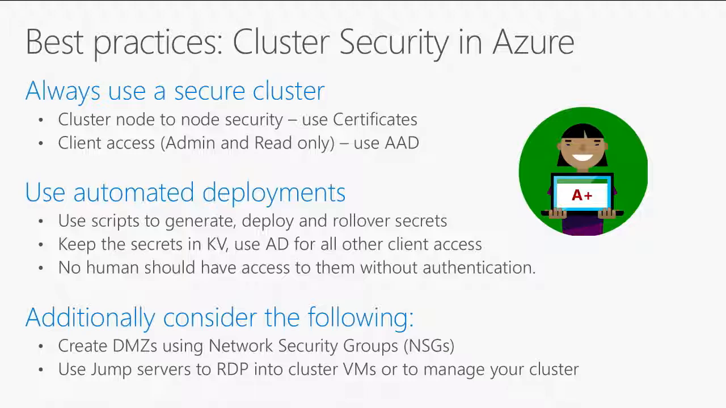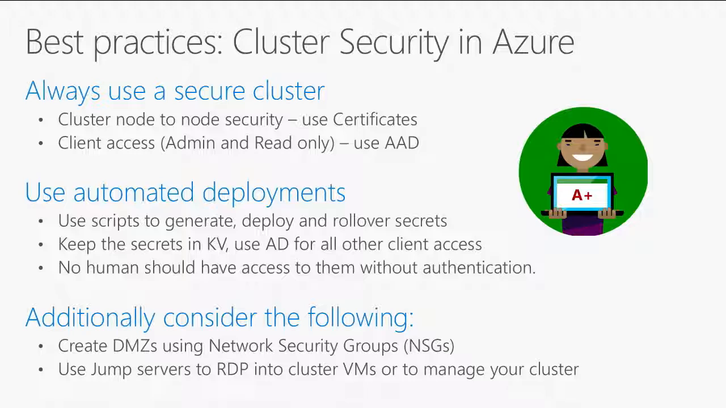So I'm just telling you the best practices which we use internally. The other thing is absolutely use NSGs, so that you can truly control the ports which are getting opened for incoming and outgoing traffic. And certainly the same thing like I talked about earlier: use jump servers for RDPing into the VMs or to manage your cluster.